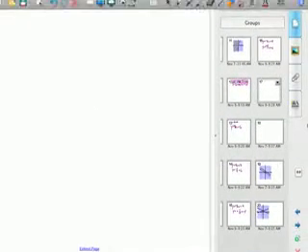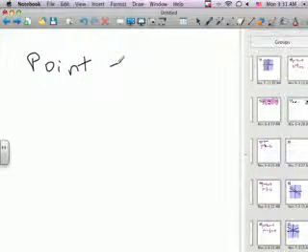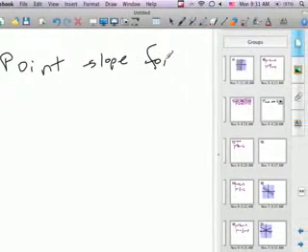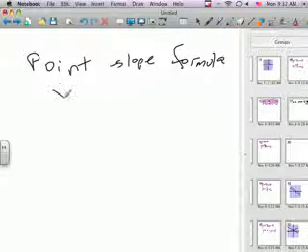Okay, students, we're going to talk about point slope formula today. And with point slope formula, let me write that. Point slope formula. The cool thing about formulas is that they're really automatic.